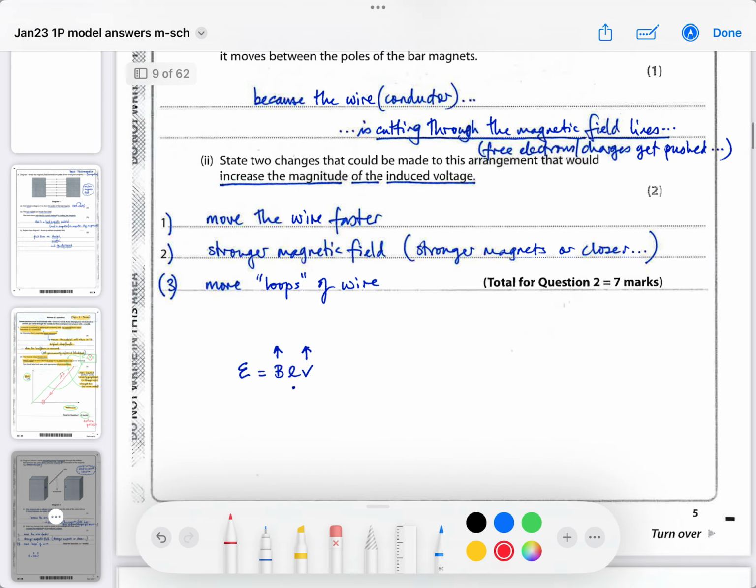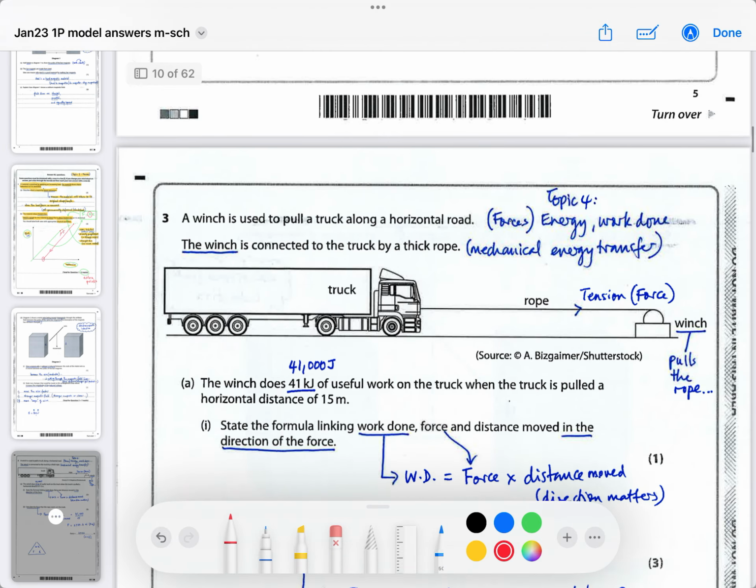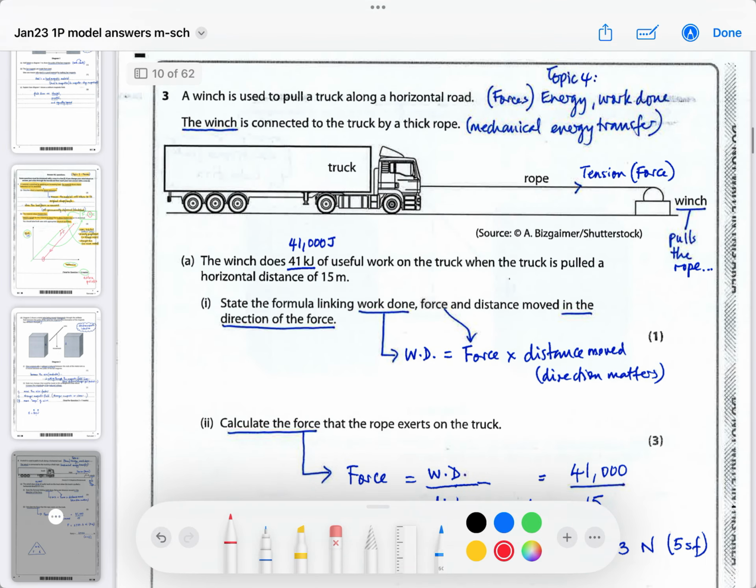So that's question 1 done. Now, the next question I told my students to do is question 3. So I've missed off question 2, which is on magnetic fields. Okay? So question 3, the reason I'm continuing with this is the theme of forces.